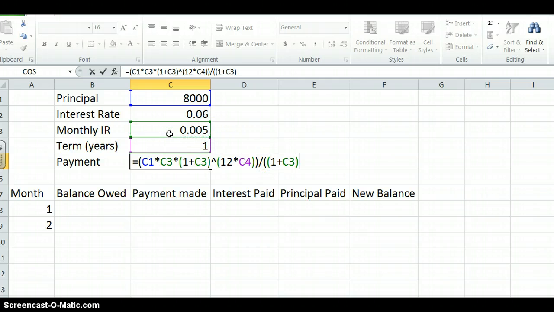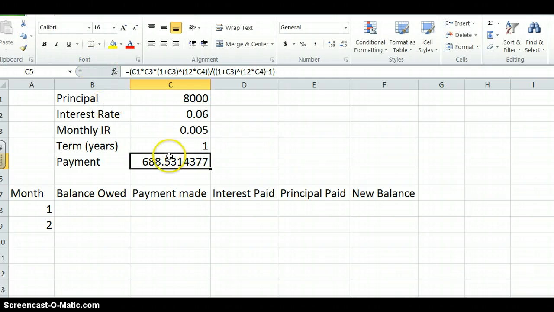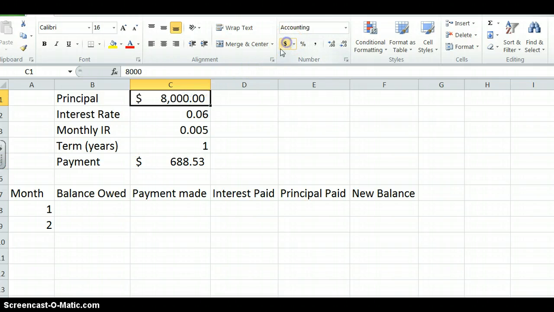rate raised to the, once again, parentheses nt. So it's going to be 12 times the term in years. And then I need a minus 1. And then I need to close parentheses. Denominator needs to be all in parentheses. Let's see if I get my 688 here. If I didn't, I made an error. Okay, good. And I'm going to make this one dollars. I'm going to leave the interest off that right now.